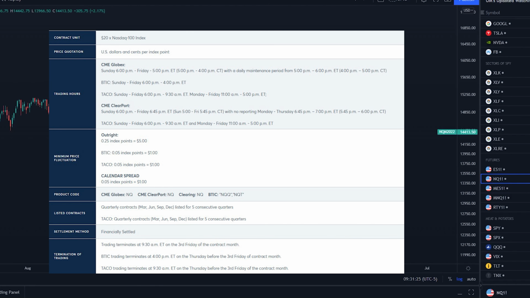And you've got all the other pertinent data like trading hours, listed contracts, and the termination of trading. Also important to note, these are financially settled. And what does financially settled mean? That means when the contracts hit settlement, it's financially settled, which means the cash is exchanged from your broker to you, depending on the value of the contract at the time and your cost basis.